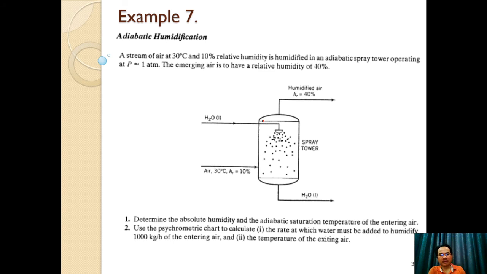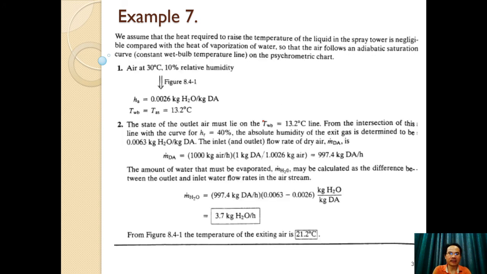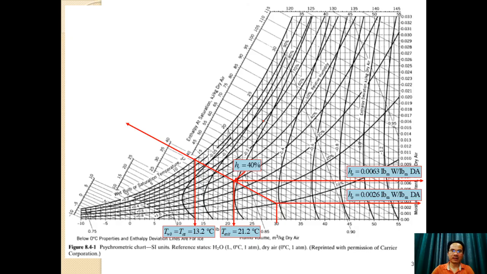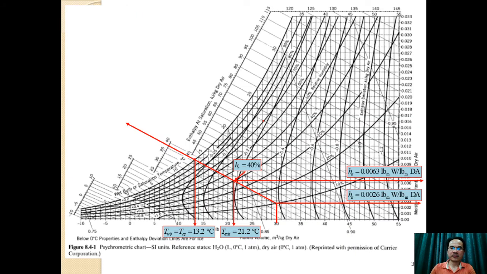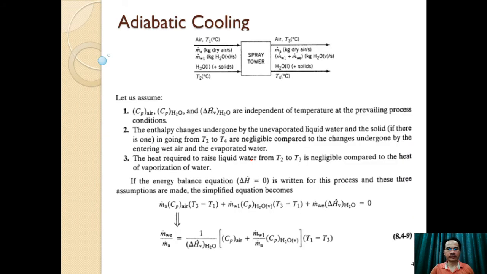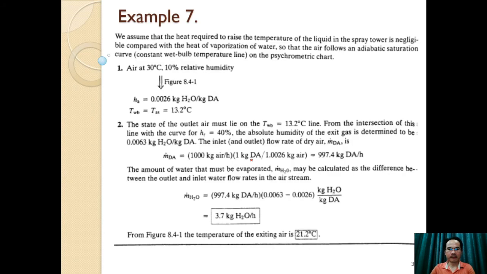The first step is to determine the absolute humidity and the adiabatic saturation temperature of the entering air. Use the psychrometric chart to calculate the rate at which water must be added to the humidity, for 1,000 kilograms per hour of entering air. And the second one is the temperature of the exiting air. In this case, you follow the figure at 30 degrees Celsius, 10% relative humidity.